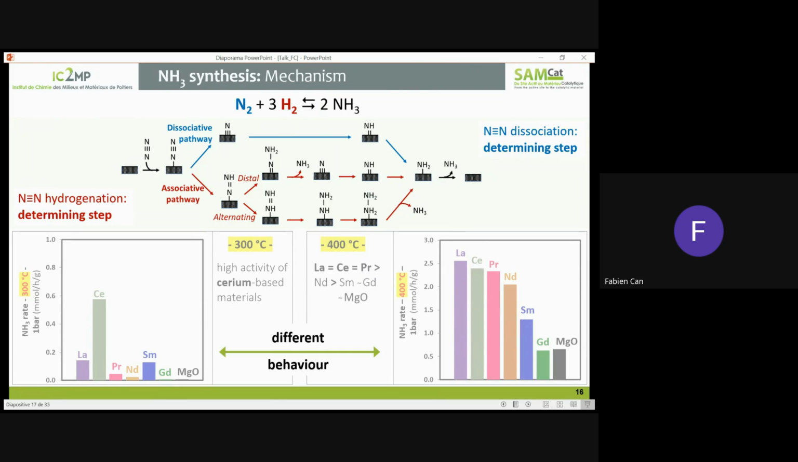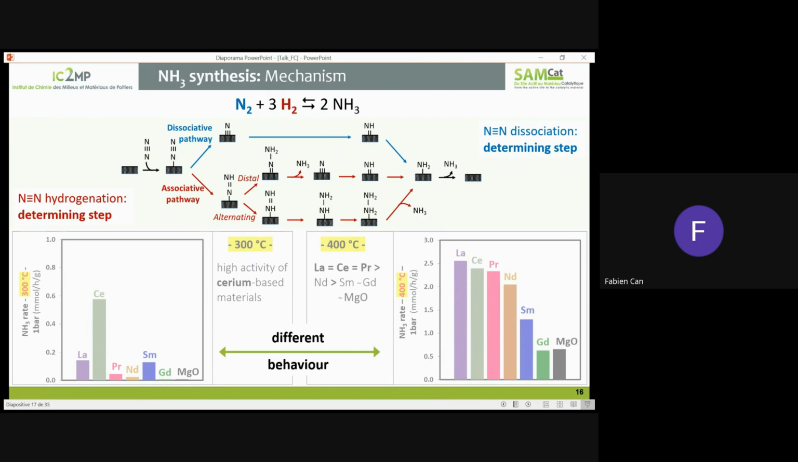there are two mechanisms. The first one is a dissociative mechanism. In this case, the N≡N bond cleavage is obtained before any addition of hydrogen. So the determining step is N2 dissociation. And the second one is the associative pathway.